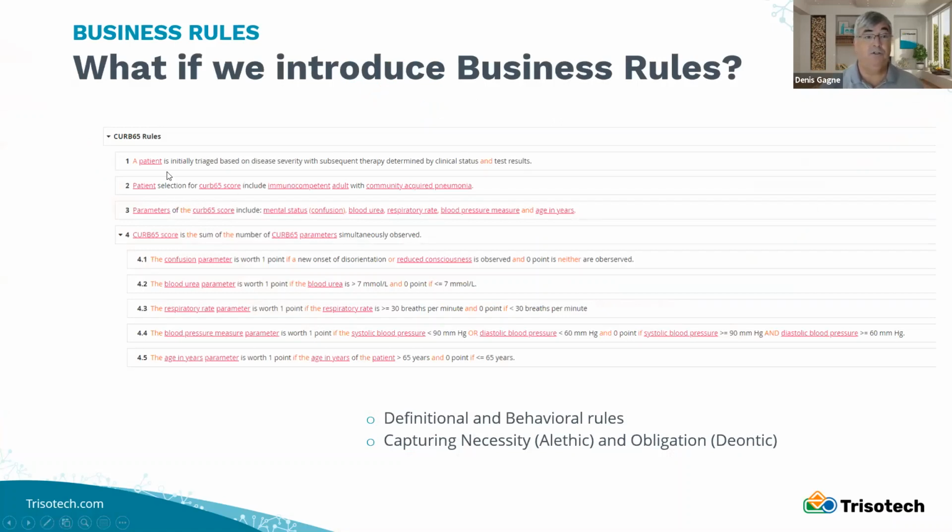So what if I introduce these business rules here, and these are basically provided to me by a medically knowledgeable person, who tells me these are the rules. And then it explains to me how to actually calculate a Curve 65 score, and how to get all this together. Now, Ron would point out to me that these would be better rules if they were in the form of definitional or behavioral rules, capturing the notion of necessity and obligation, dialectic, deontic types of rules. I won't get into that conversation today, but I have a set of rules here.